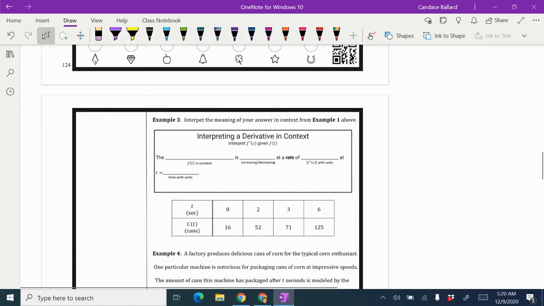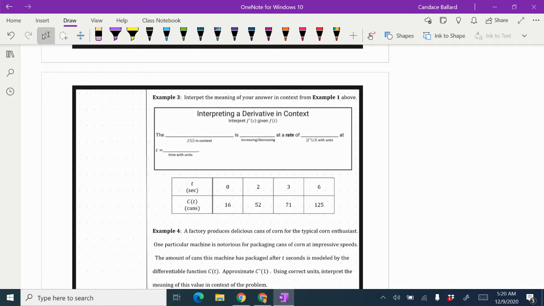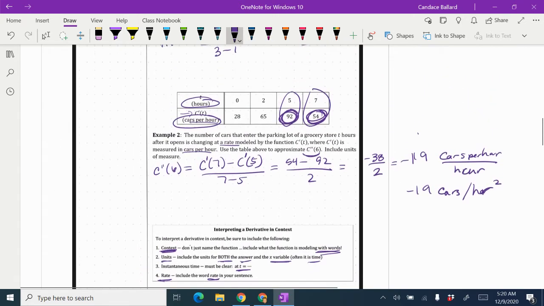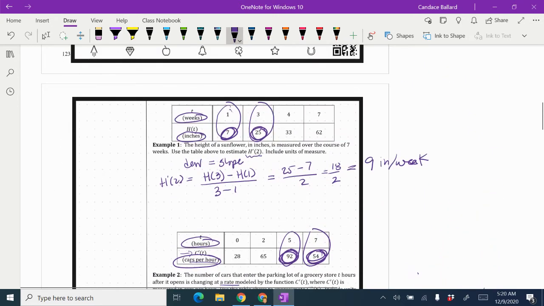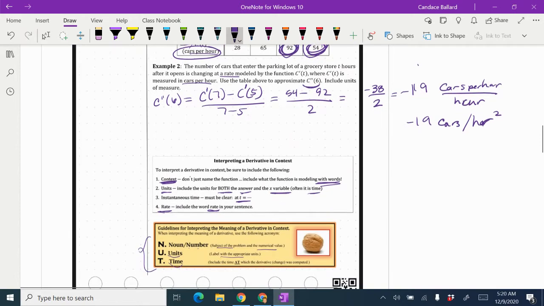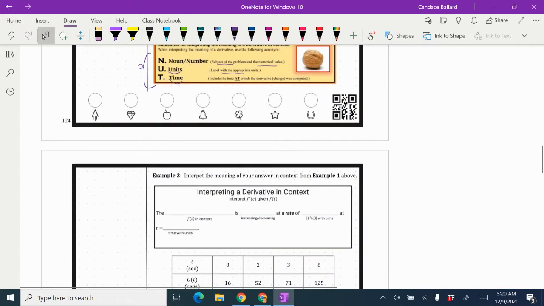All right, so let's take a look at example 3. We're going to go back to example 1 and interpret the meaning of that in context. They give you a nice little sentence frame here: the blank f of t in context. If I went back and read what example 1 said, it says that the height of the sunflower in inches is measured over the course of 7 weeks. So the function in words would be the height of the sunflower.